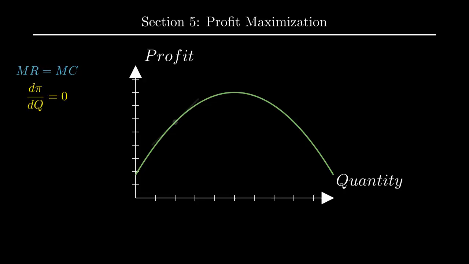Section 5. Profit maximization. Why do firms produce where marginal revenue equals marginal cost, MR equals MC? Because the derivative of the profit function at its peak is exactly 0. In optimization, the sensitivity check tells us that at the very top of the mountain, the ground is momentarily flat. If the derivative is positive, you should produce more. If negative, you've gone too far.